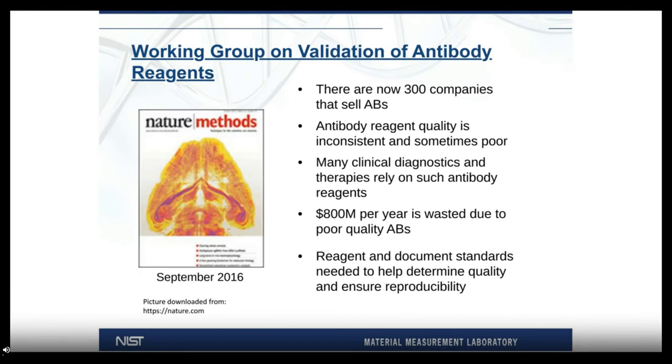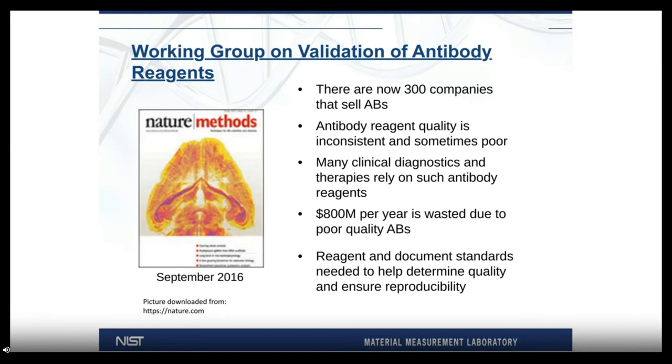So one of the ways that we're trying to expand our scope is to consider antibody reagent quality. There was a report that came out from a working group that appeared in Nature Methods in September of 2016, which reported that at the time there were 300 companies that sell antibodies. There's probably more now. And antibody reagent quality was found to be inconsistent and sometimes poor.